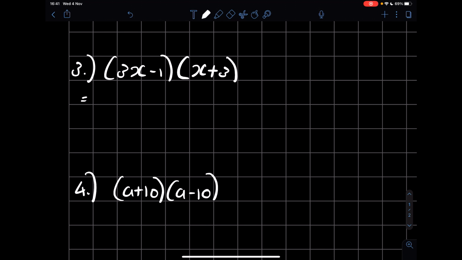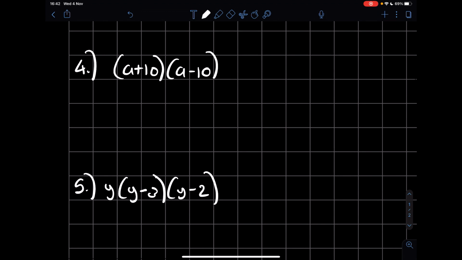For the third one: 3x times x is 3x squared, plus 3x times 3, that is just 9x, because 3 times 3 is 9, times x is 9x. And then we have minus 1 times x. Minus 1 times x is minus x. Minus 1 times 3 is minus 3. That gives you 3x squared, 9x minus 1x is just 8x, and then we just have the minus 3 here.